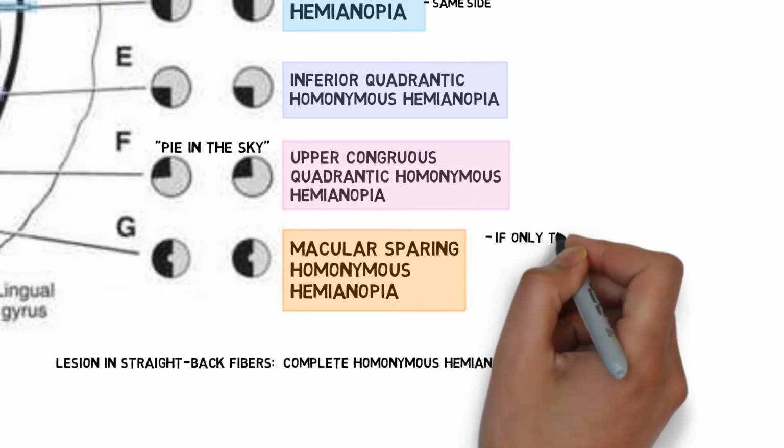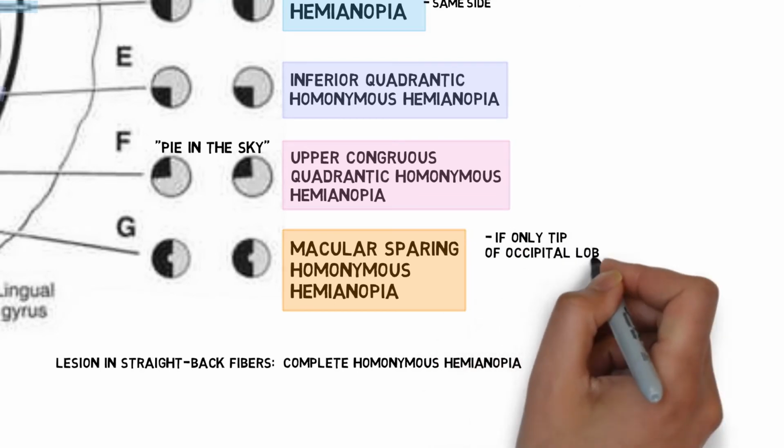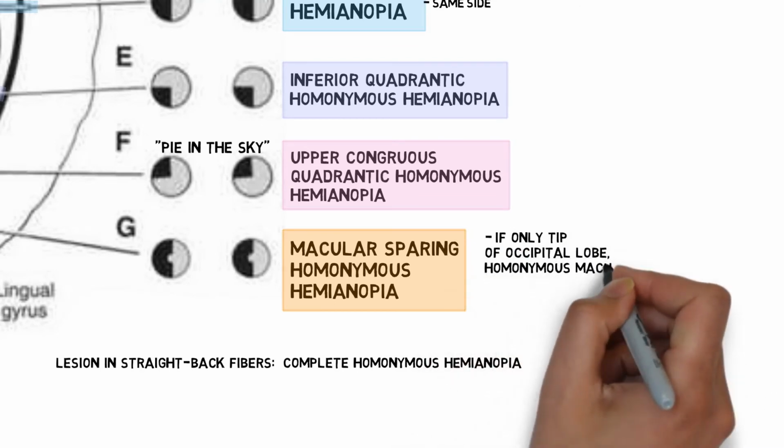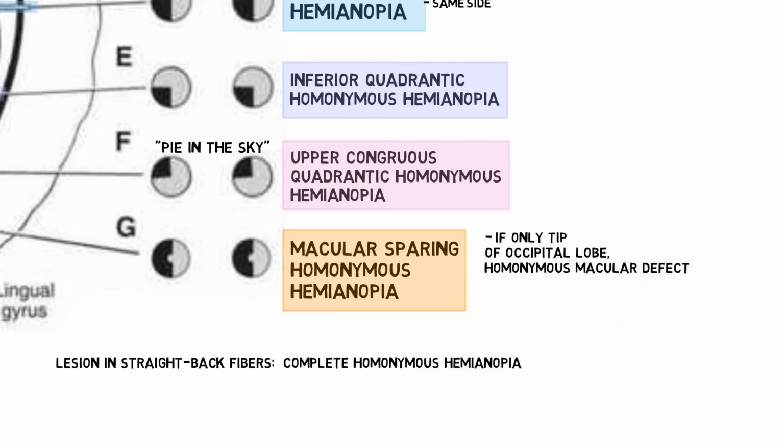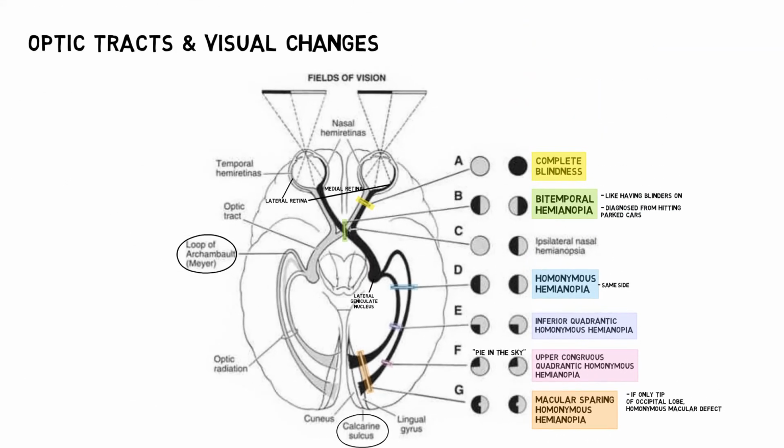If the very tip of the occipital lobe is injured, only the fovea area will be involved. This is called homonymous macular defect. Examining the visual changes after an injury or stroke can tell you a lot about where the stroke is located in the brain, even without an MRI.